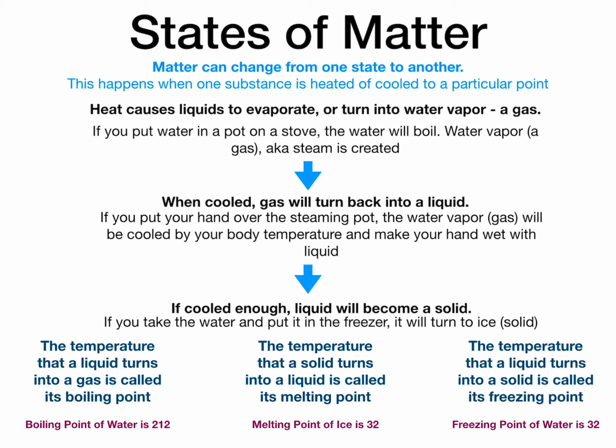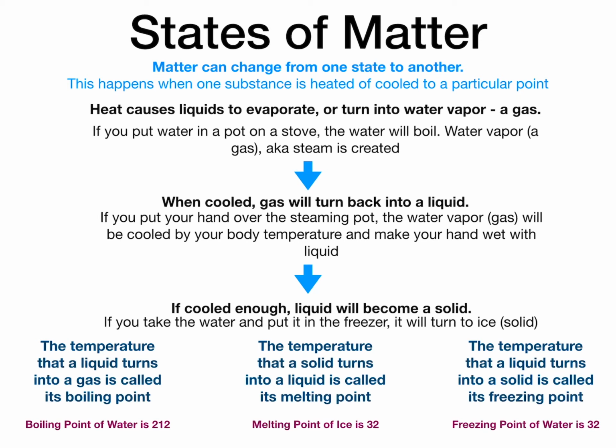An example of this would be if you put a pot of water on the stove, the water is going to boil eventually. Once the water boils, you notice how steam or water vapor comes up out of the pot. That is gas. Because that water has gotten so hot, the liquid water has turned into gas, or water vapor. When the liquid is cooled, the gas will turn back into a liquid.